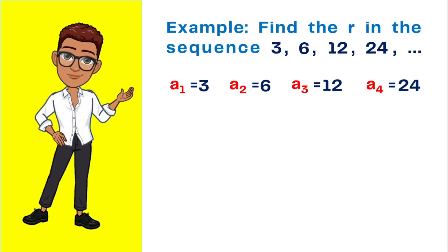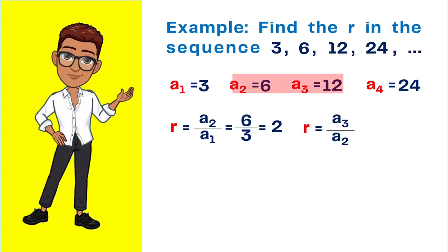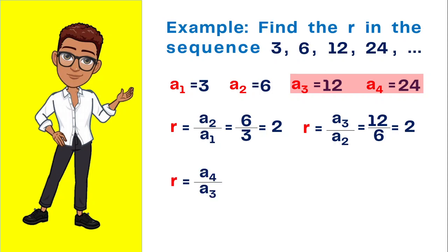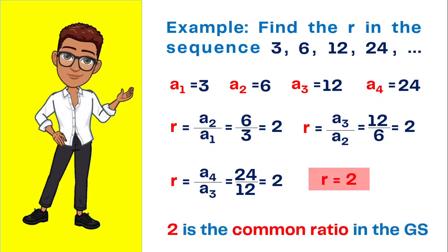First, let's start with 3 and 6. So R is equal to a sub 2 divided by a sub 1, which is equal to 6 divided by 3, and the answer is 2. Second, we'll divide the third term by the second. R is equal to a sub 3 divided by a sub 2 equals 12 divided by 6, and the answer is 2. Lastly, we'll divide the fourth term by the third term. R is equal to a sub 4 divided by a sub 3 is equal to 24 divided by 12 is equal to 2. So therefore, the sequence has a common ratio of 2.